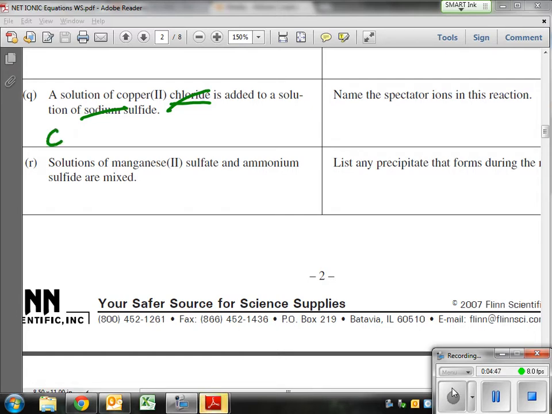I've got copper 2 is added to a solution of sulfide. What are these two going to make? Well, that's pretty easy. I'm just going to mush them together. So I make copper sulfide. Now my equation has to be balanced, both by mass and by charge. So by mass means 1 copper, 1 copper, 1 sulfur, 1 sulfur.